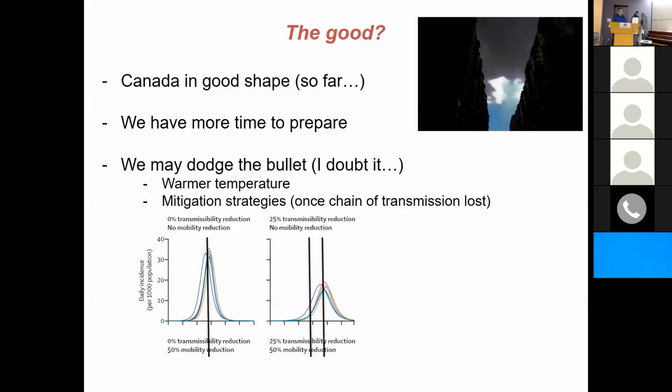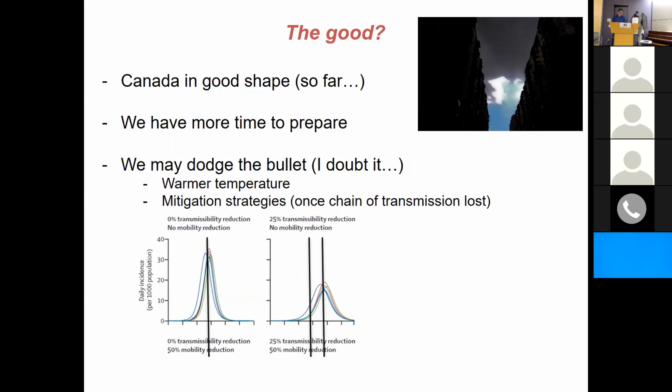Once we have lost the chain of transmission, so currently we are in a containment model, so we try to contain any transmission. Mitigation strategies are for the point in time where we have lost the chain of transmission, you're unable to contain it or to stop the spread, but you can slow it down and reduce the impact.